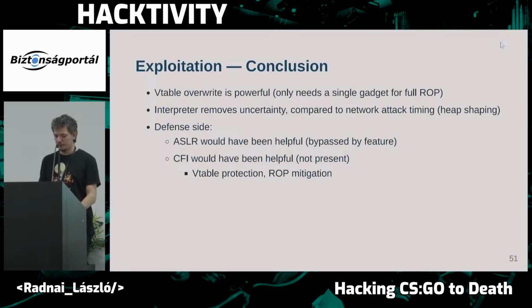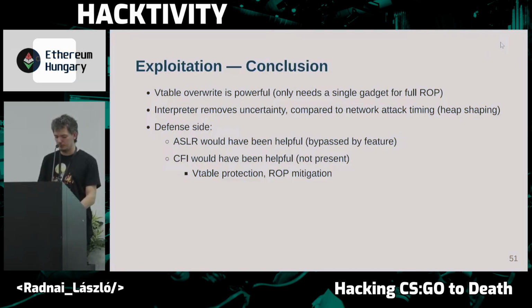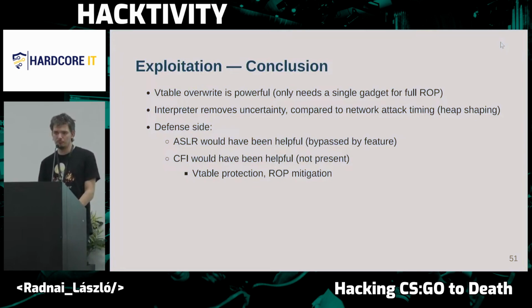On the defense side, I think that ASLR would have been really helpful here. This exploit, as it was, could not work, and this was bypassed by a feature. CFI would have been helpful, but this was not built with the CFI option. This control flow integrity basically just builds some checks so that when you want to jump somewhere in the code, you jump into a normal place, as normal as it can be. This would mitigate the ROP chain. It would have made it more difficult, and the vtable protection is probably doable. Somehow protecting the vtable and not letting it point to some random part on the heap.